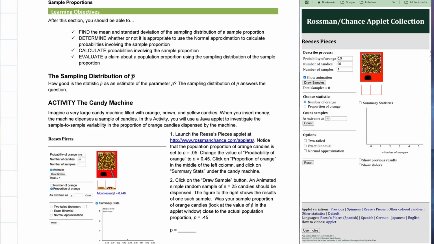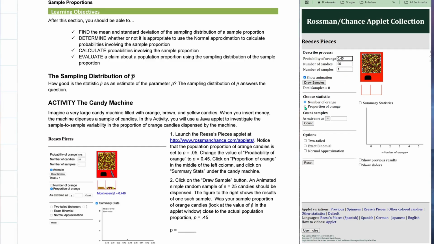We're going to do so using this activity called the Reese's Pieces. We are going to play around with this applet, following the directions. We're going to change the probability of the orange candy coming up to 0.45. Let me change that to 0.45. We're going to have 25 candies coming out of the machine. We'll take a sample.